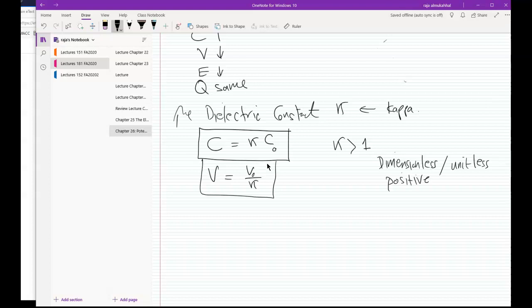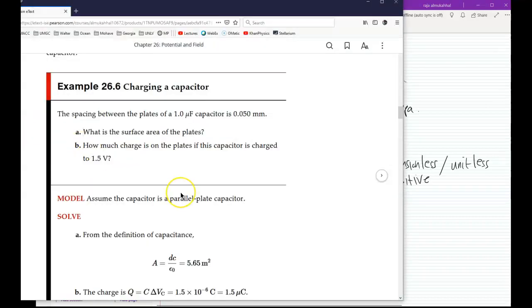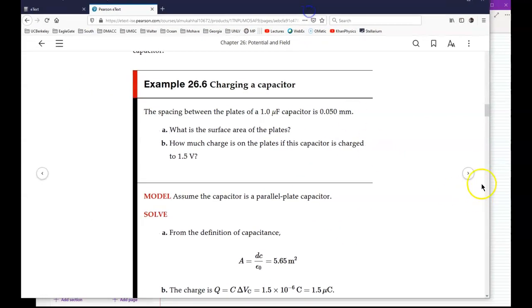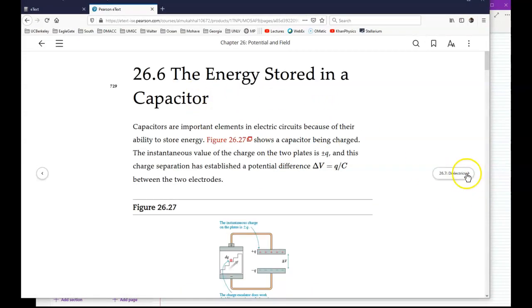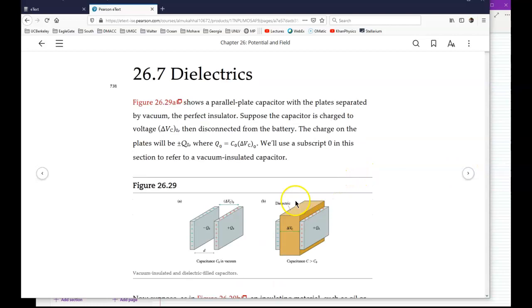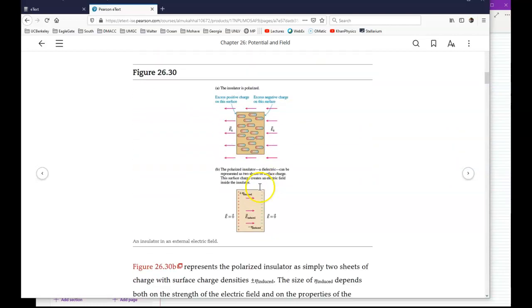Okay, let me show you a table. This is a very important table. Please take a screenshot of that table and keep it on your desktop. When you are calculating things, you want to go back to that table. That's on page 732, in section 26.7. Let me go to it. There we go. The table is right here.